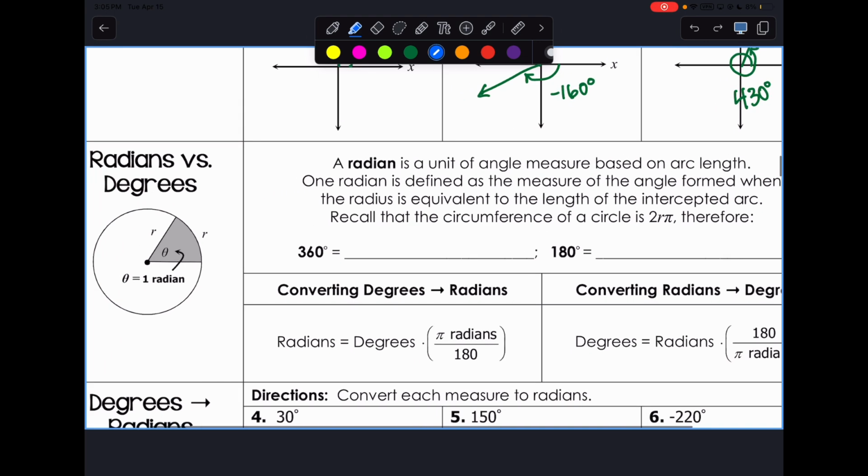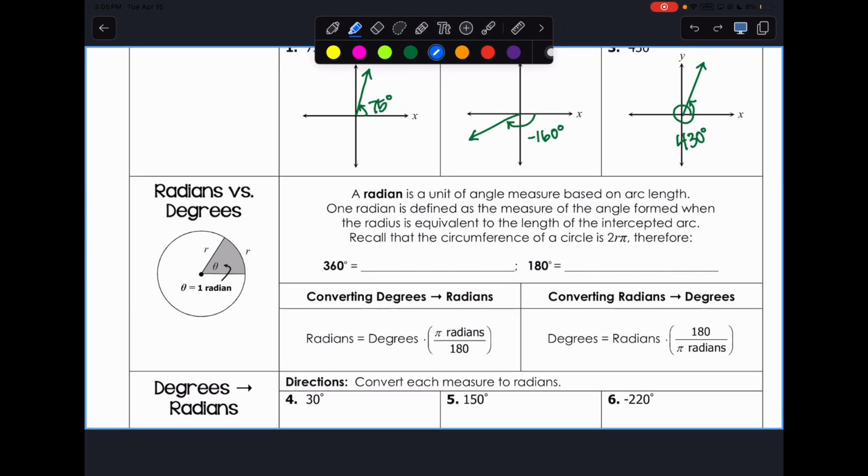Okay, here we go. Radian is a unit of angle measure based on an arc length. 1 radian is defined as the measure of the angle formed when the radius is equivalent to the length of the intercepted arc. We just did that activity. So for example, if this is defined as 1 radian, that means this length and this length are the same. Does that make sense?